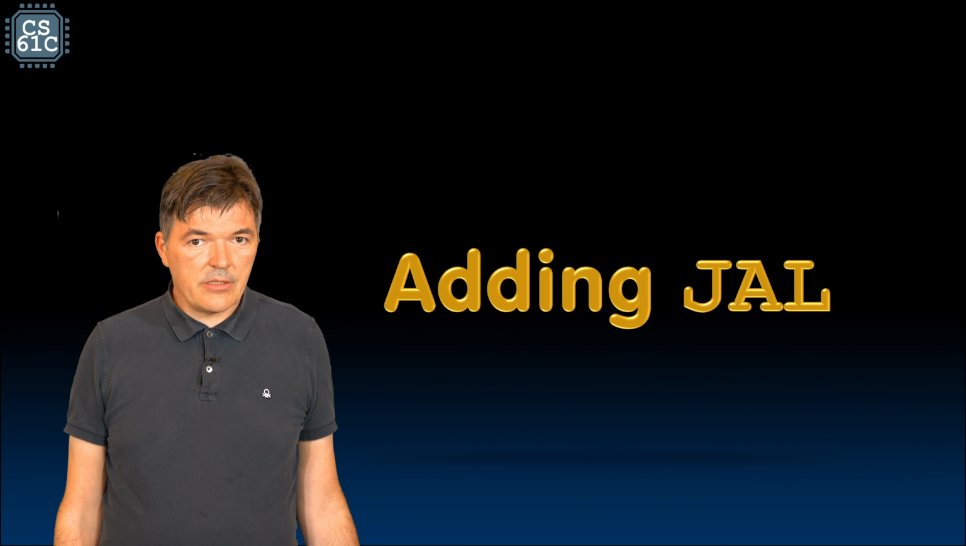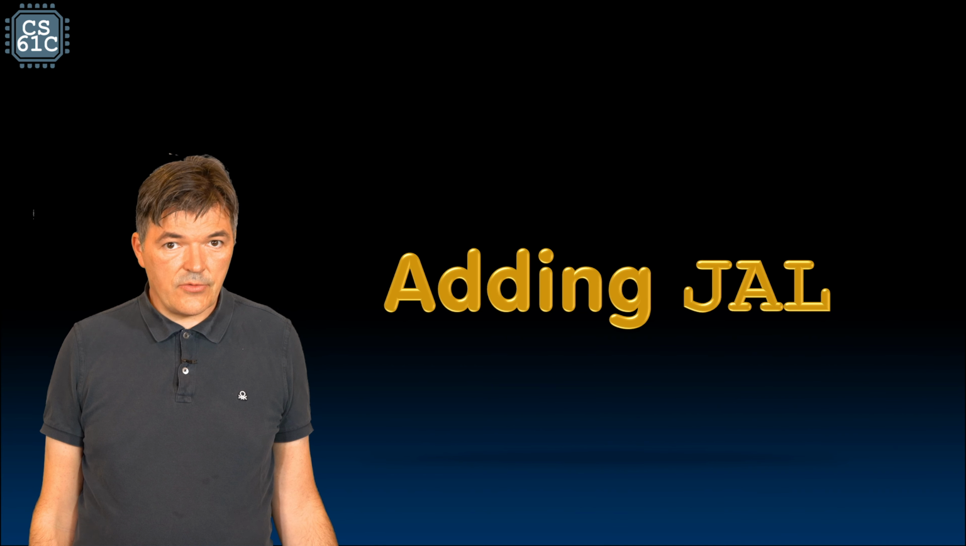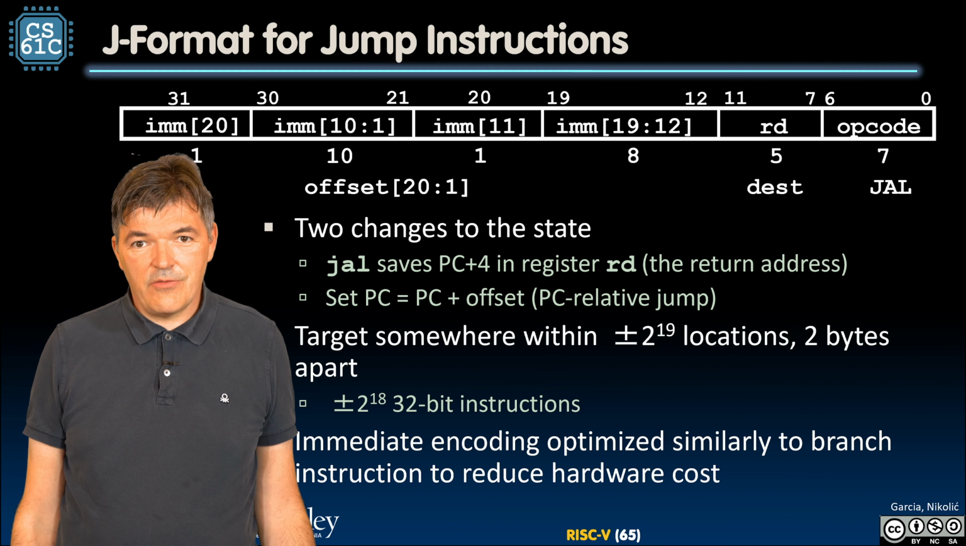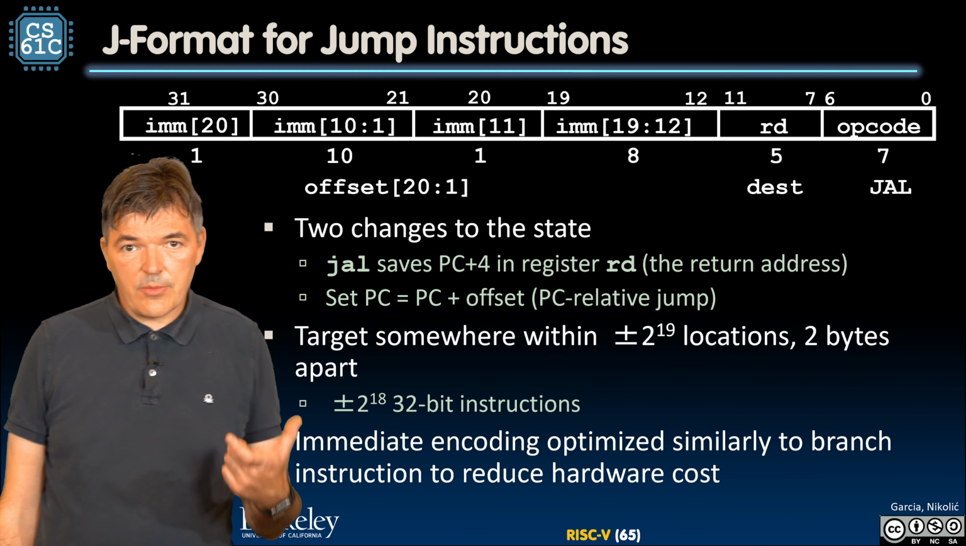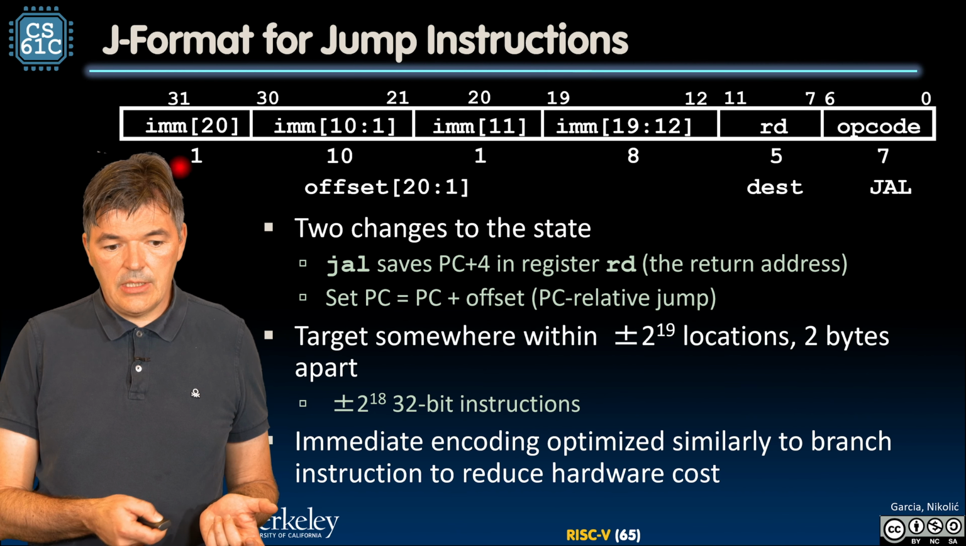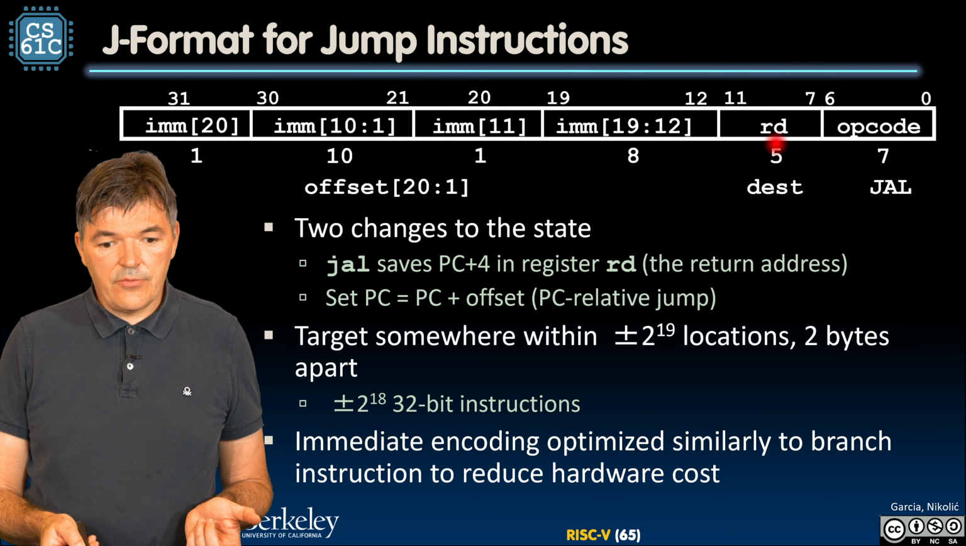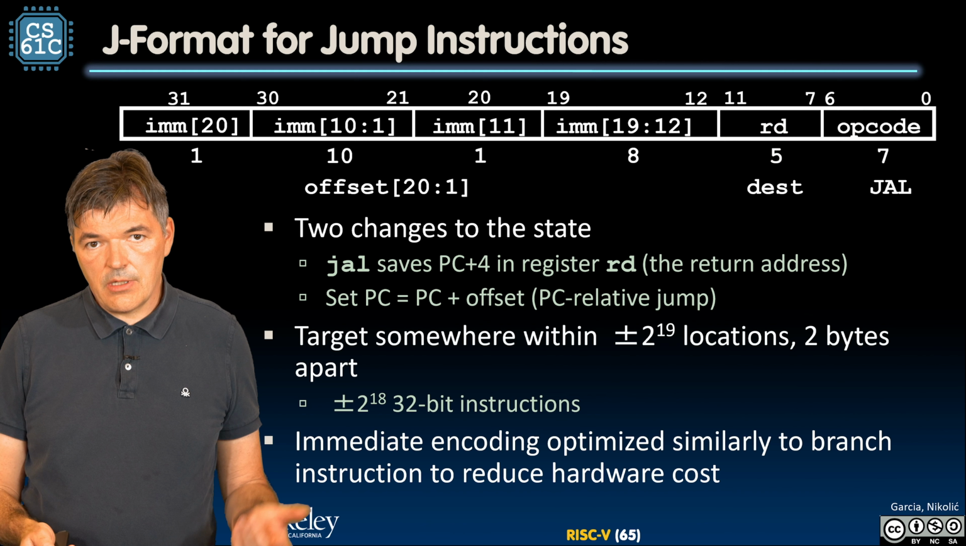This time we'll add support for the JAL instruction. JAL stands for jump and link and is the only instruction that we have in the J format. The J format has a 20-bit wide immediate and then a field for a destination register and the opcode.